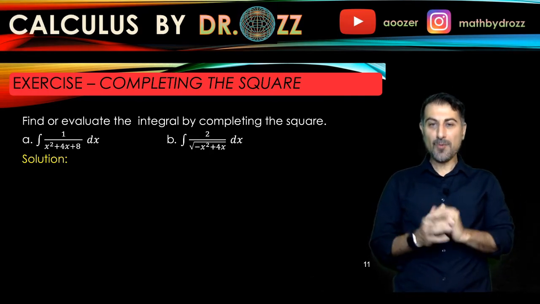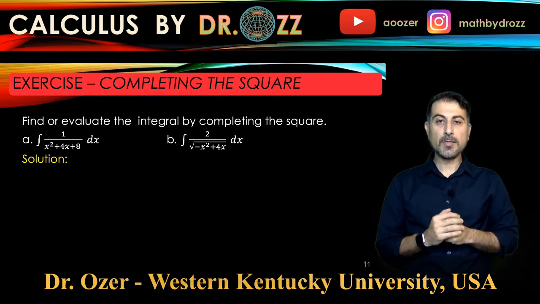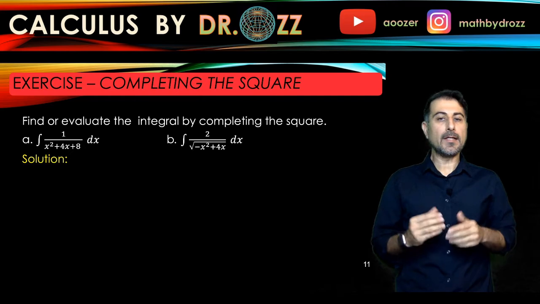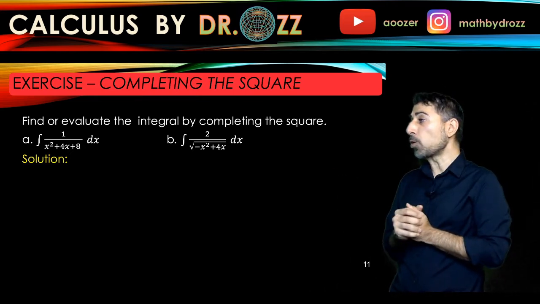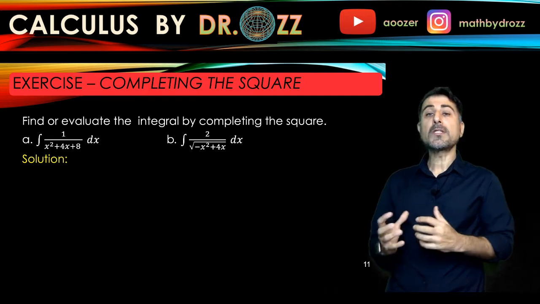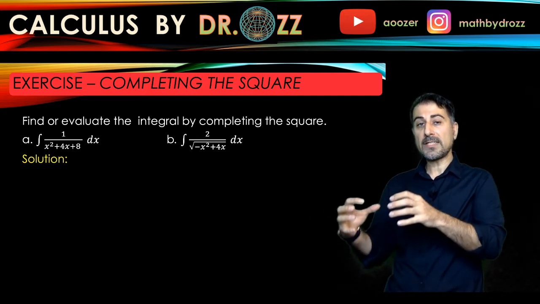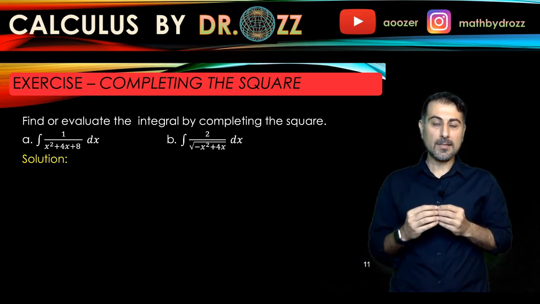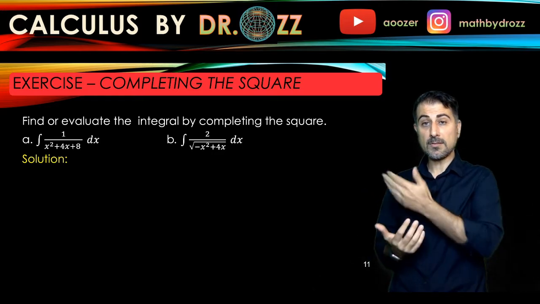Today, we're going to go through a specific set of exercises where we're going to practice completing the square. In both cases, you are given rational functions, and in the first one, you have a quadratic in the bottom. So what we're going to do is write the bottom in terms of a perfect square, okay? This is a specific algebra technique that's applied to certain integrals, and this is one of those.